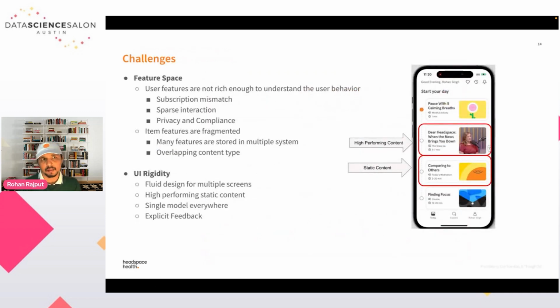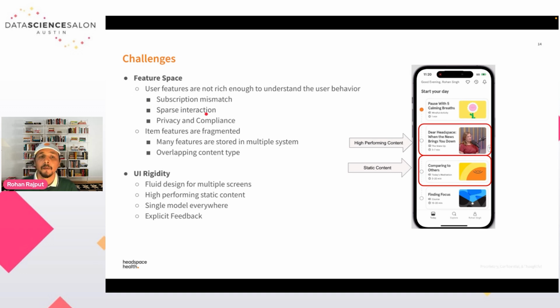Now, there are different challenges we faced while building this model, and there are still some challenges we have in our production system. Some of the challenges I wanted to talk about: first is the feature space. That means when you collect lots of this user-item data, sometimes it is not rich enough to understand the user behavior. You are not able to capture all the types of user behavior from this user data.